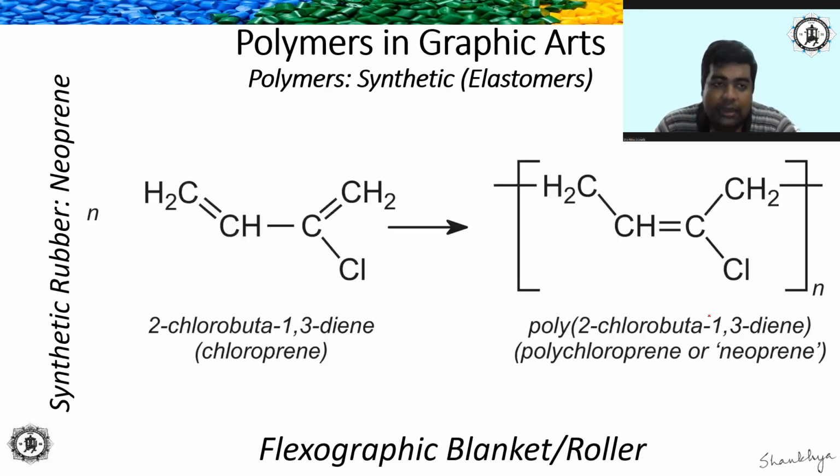Next, what we have is neoprene. Neoprene is a polymer of 2-chlorobutadiene, as you can see. It is resistant to oils and aging and other high pressure and all these things. Normally this is used in impression rollers of flexographic machines and also offset blankets.